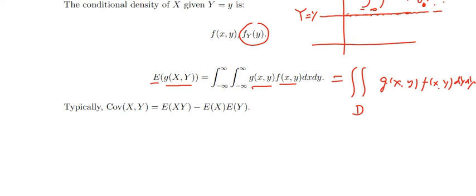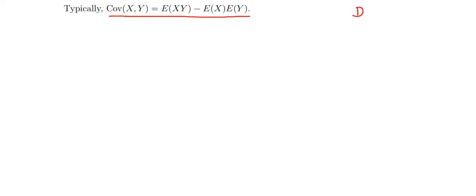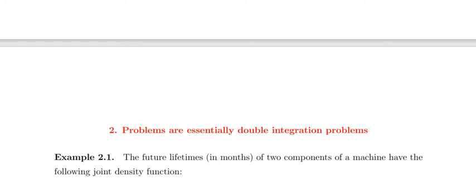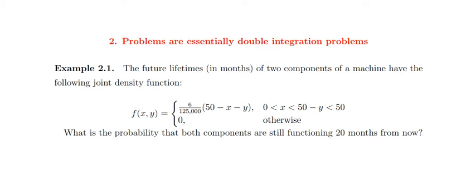So typically the correlation formula is this. The covariance is E[XY] minus E[X] times E[Y]. So let's check some problems. Most problems are essentially just double integration problems.